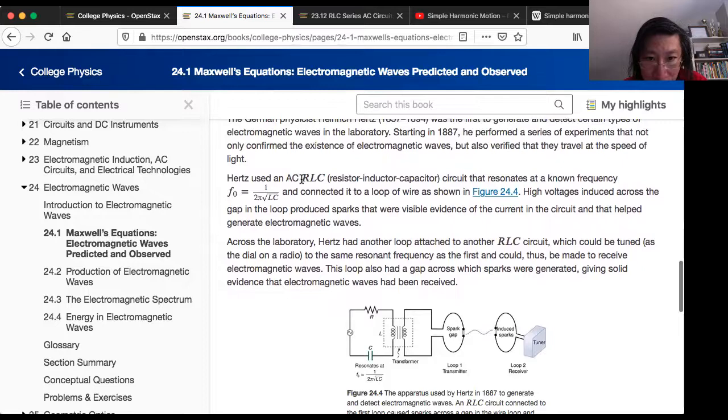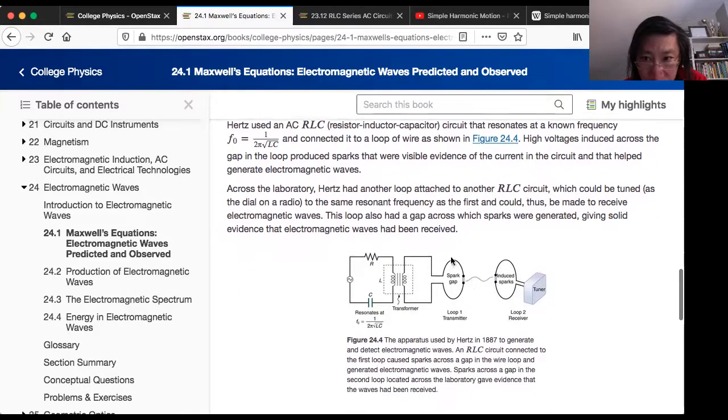So he took that RLC circuit that we were just talking about in the previous lecture, right? He put it at a certain frequency, got its resonance frequency going, and then connected it to this loop of wire. What happened was he sent high voltage sparks across here, okay? And what happened? When he produced the sparks, they were visible evidence that this had current in the circuit, and it generated electromagnetic waves.